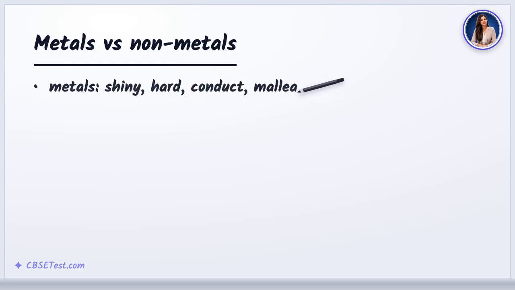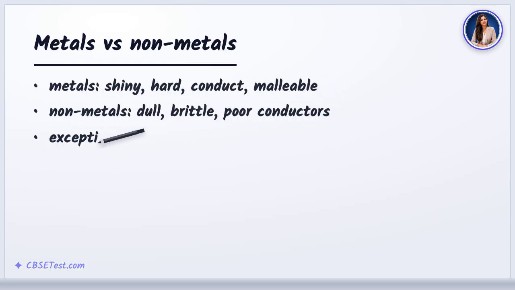Metals are usually shiny, hard, good conductors, and can be hammered into sheets. Nonmetals are dull, brittle, and poor conductors. There are exceptions. Mercury is a liquid metal, graphite conducts.